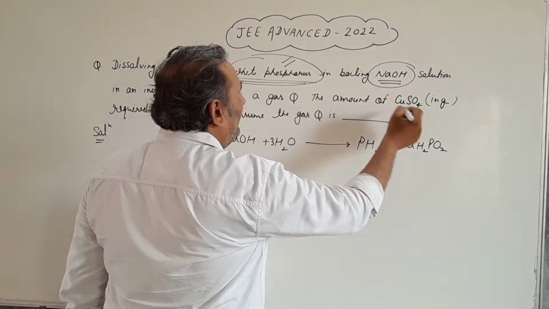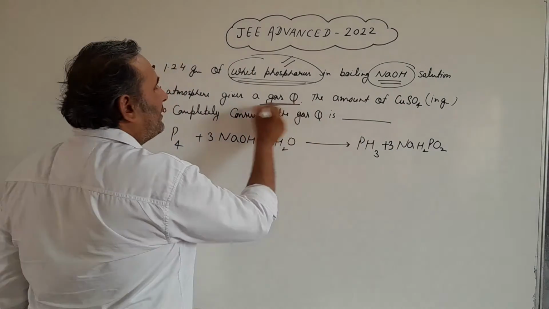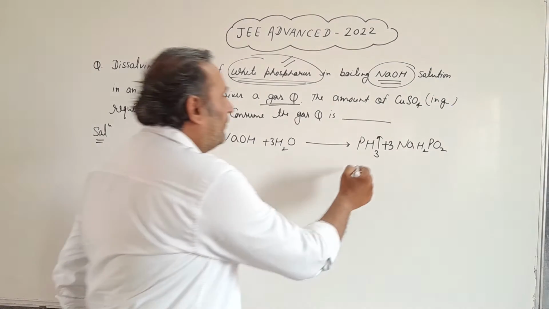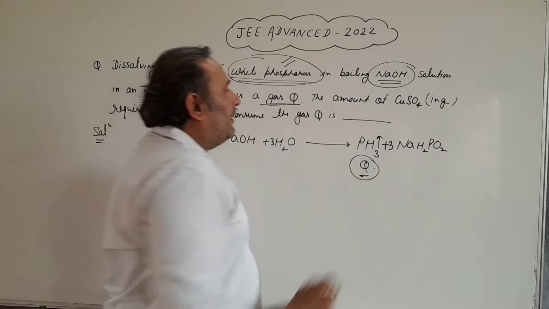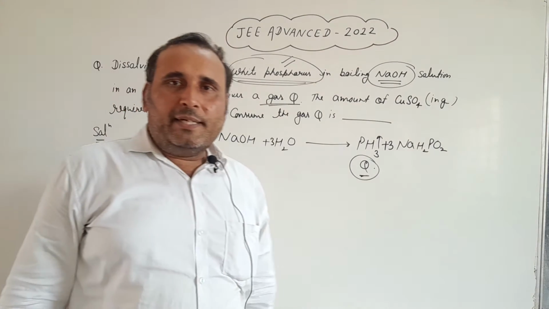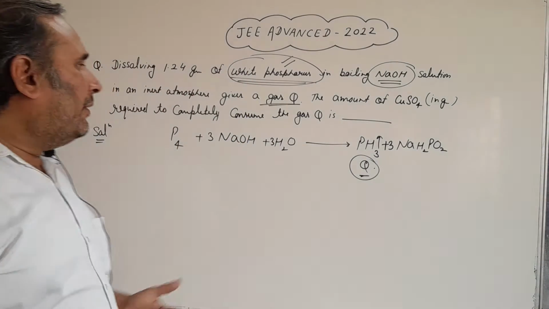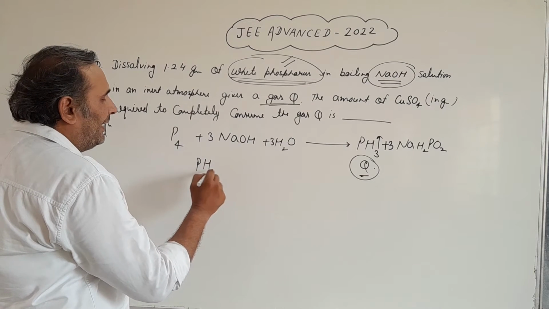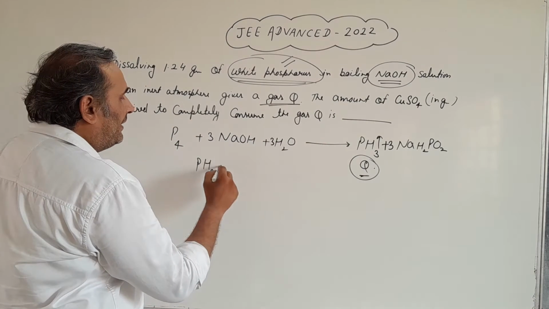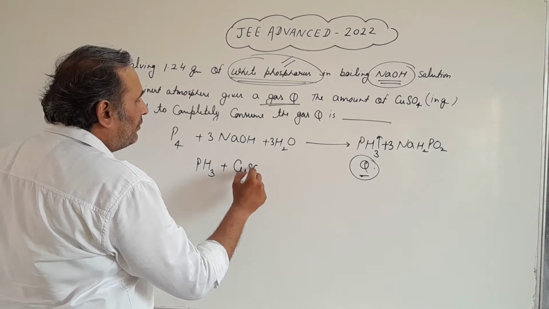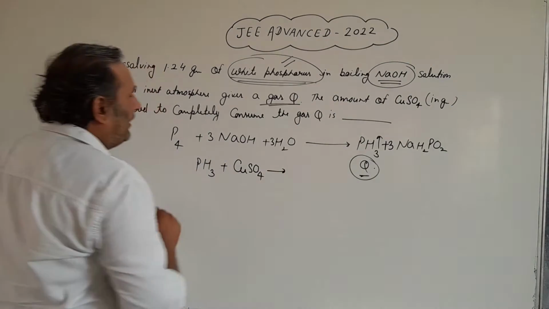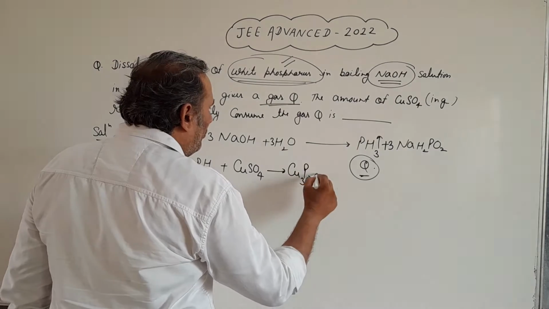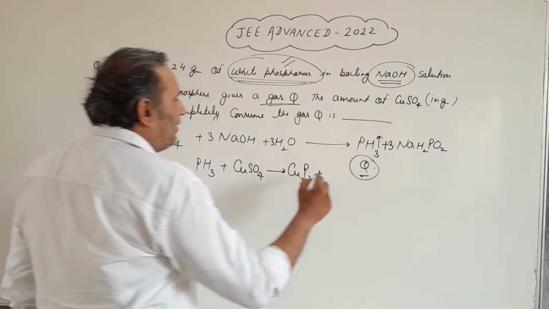Now, which is gas Q? PH3 is gas Q. So in this question, the Q gas is PH3. Now we have to find out the amount of CuSO4 required to completely react with this Q gas, that is PH3. So PH3 plus CuSO4 react together and form Cu3P2 plus H2SO4.